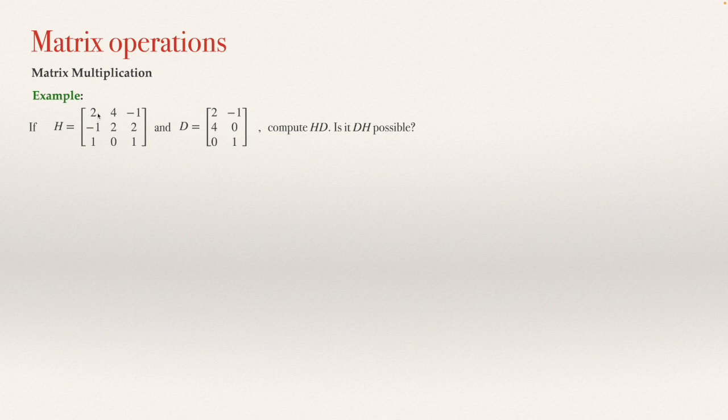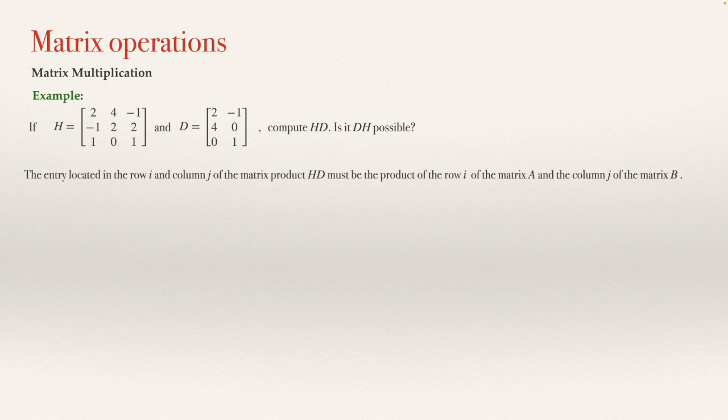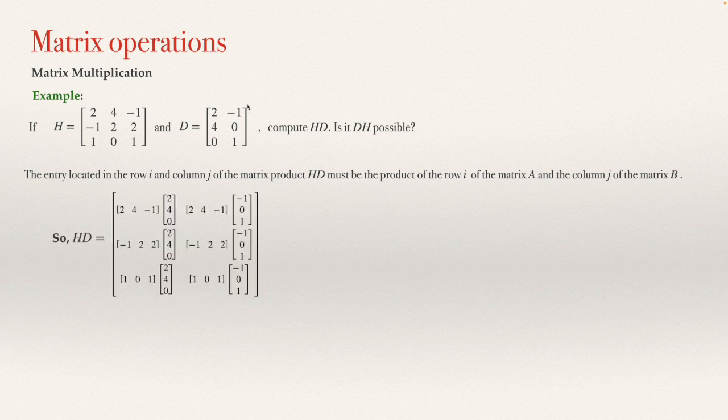Let me see. There are 3 columns in the first matrix and 3 rows in the second matrix. So the multiplication is possible, HD. So the entry located in row I and column J of the matrix HD must be the product of row I of matrix A and column J of matrix B. So for sure it will be possible because we have 3 columns in the first and 3 rows in the second. So HD will be first row, first column.